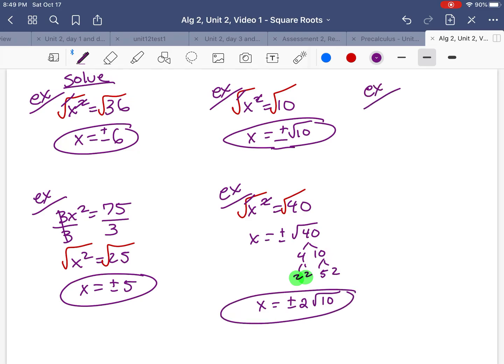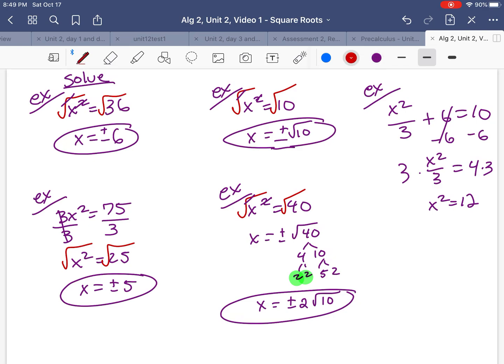All right, so a couple more. Let's say I had x squared over 3 plus 6 equals 10. So this one takes a little bit of work before I can do my square root. I got to take away 6. So just like I'm solving a normal equation, x squared over 3 equals 4. Multiply it by 3 on both sides. So finally I'm down to x squared equals 12. So now it's all cleaned up and I can take my square root.